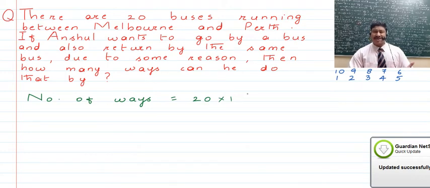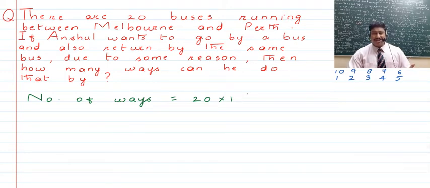The reason can be any. Probably he missed his luggage, so he probably can talk to the driver, or probably there is some driver whose driving he really likes, or probably the conductor who was serving very nice food. It can be anything, right? Due to some reason, he wants to come by the same bus.